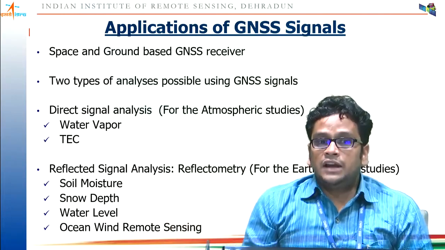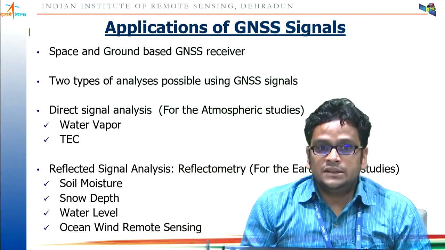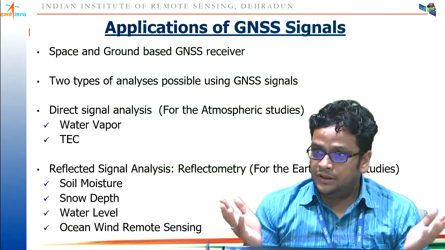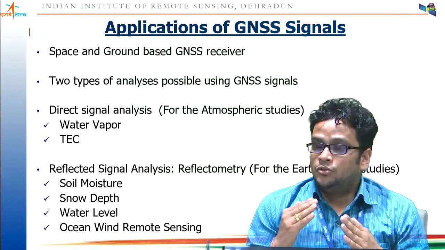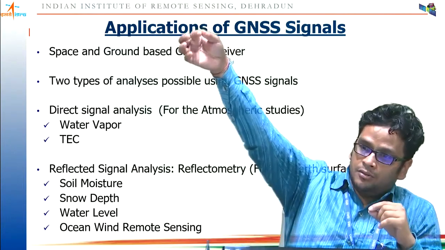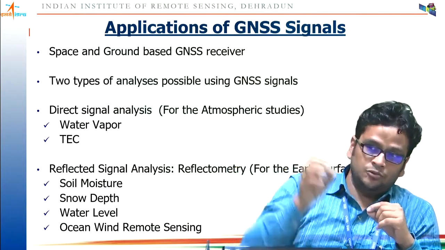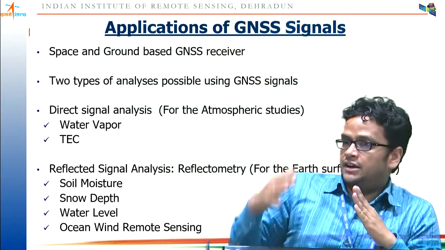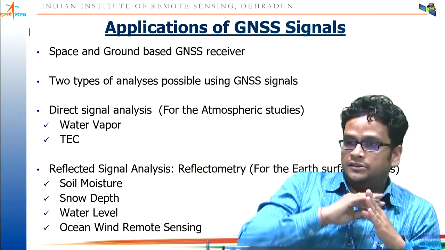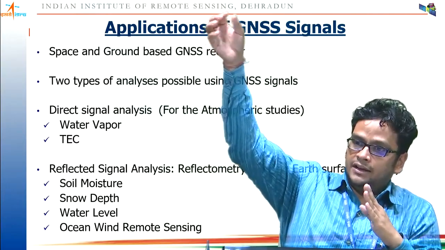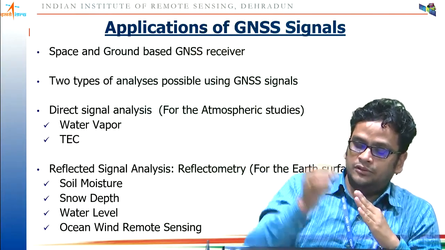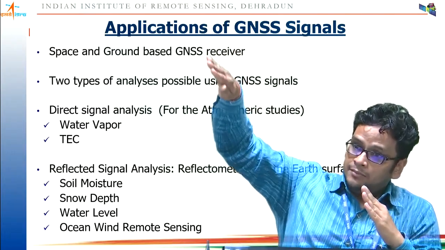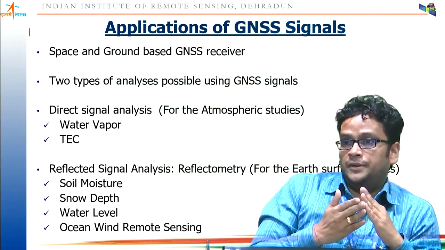Okay. Now, two types of analysis are possible using the GNSS signals. One is using the direct signal. Another is using the reflected signals. Direct signal, when it is coming from the GPS satellite to the receiver, is not affected by any surroundings or bodies. So when it is coming directly from the GPS satellite to the GPS receiver, it will come through the ionosphere and the troposphere.